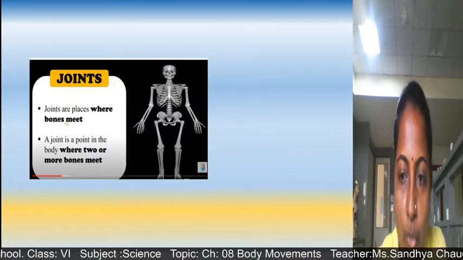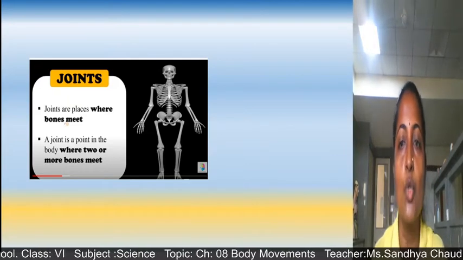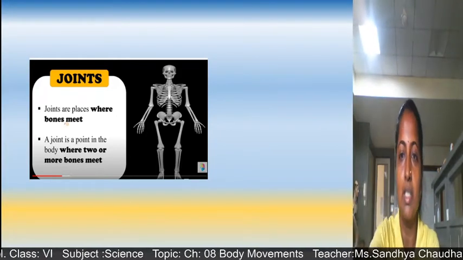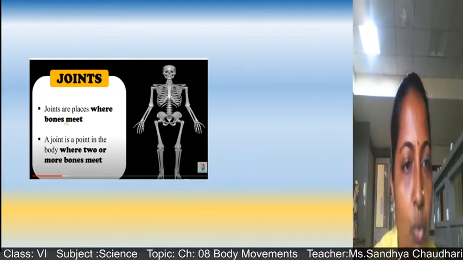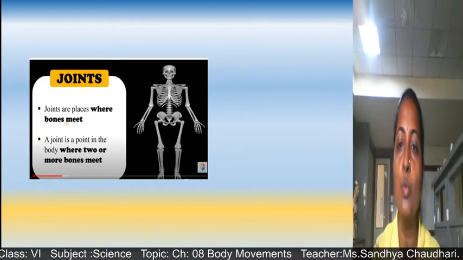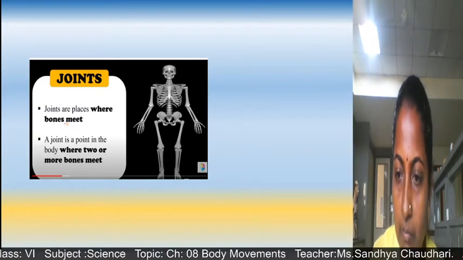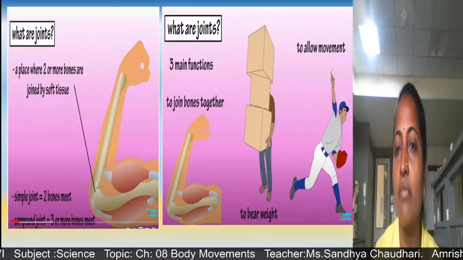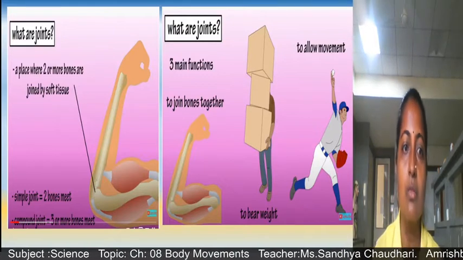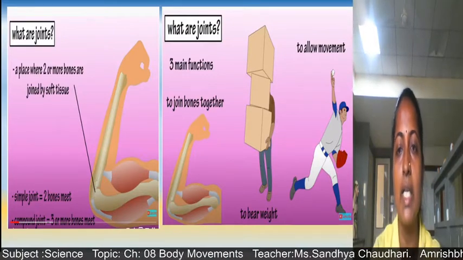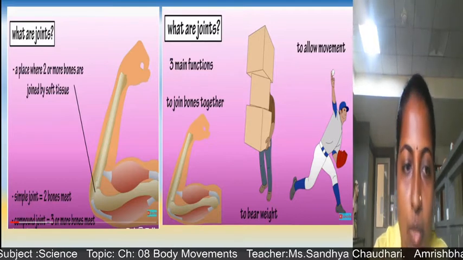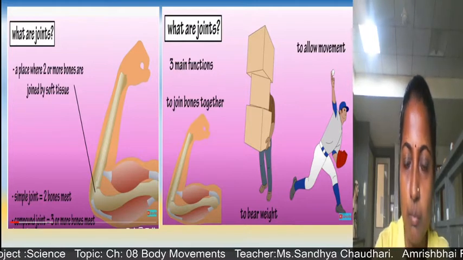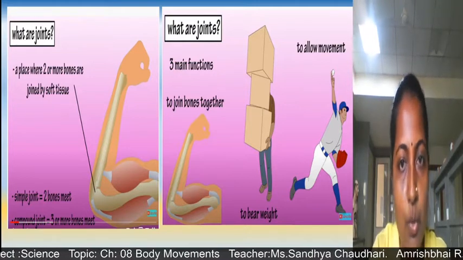So we will see what joints are. Joints are the place where bones meet. A joint is a point in the body where two or more bones meet. We have already seen what joints are: a place where two or more bones are joined by soft tissue called cartilage. Simple joints are also there, when two bones meet. And a compound joint means three or more bones meet.